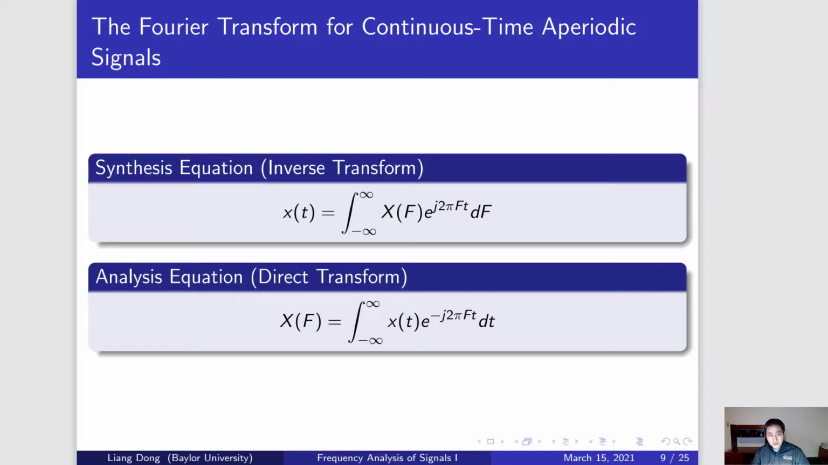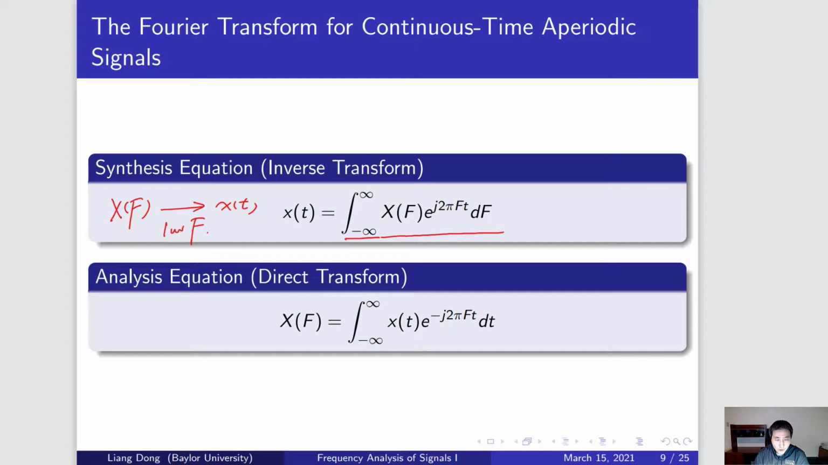So let me write out this again here. The synthesis equation becomes x(t) equals an integration of X(f) times e to the power j2πft df. And this is the inverse Fourier transform, because we have a signal, X(f), in the frequency domain. We want to find the time domain signal here, x(t). So this is an inverse Fourier transform.